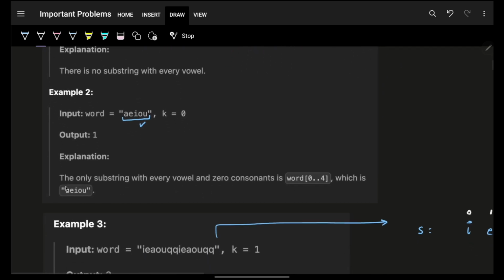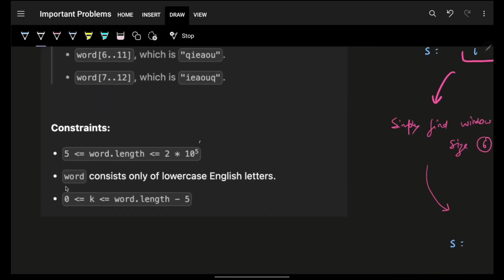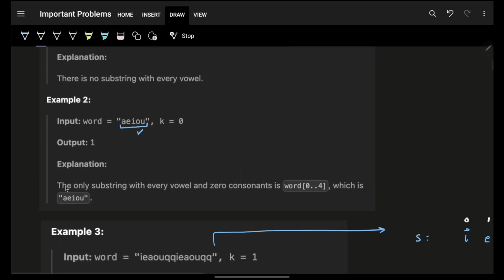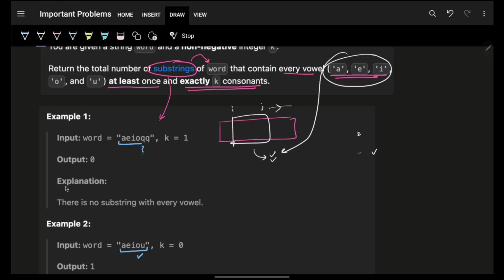But again, in this case, we will see that the constraint of O of n square also would not work because n is 2 into 10 to the power 5. So how to go about it? Obviously, we have to think in terms of O of n. But before we think in terms of O of n, let's quickly have a look at the examples.